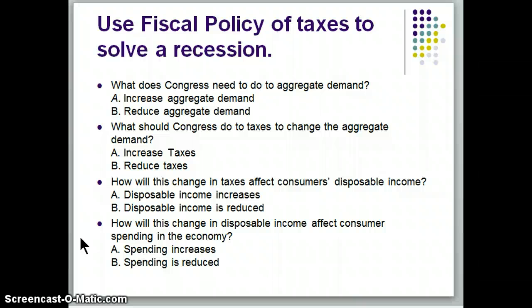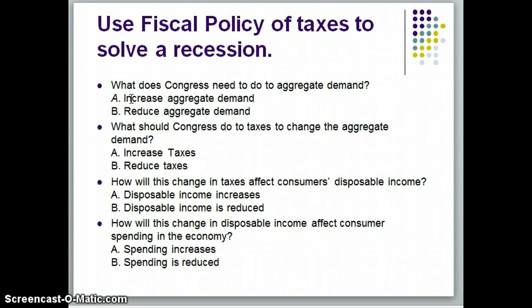So for these questions, we are going to use fiscal policy of taxes to solve a recession. Remember, a recession is when there's high unemployment and demand is down in the economy. So the government is going to want to fight that recession. What is Congress going to do to aggregate demand? Are they going to increase demand or decrease demand? As I said, unemployment is very high in a recession. That means demand is down, and they're going to want to increase demand. So that is A.